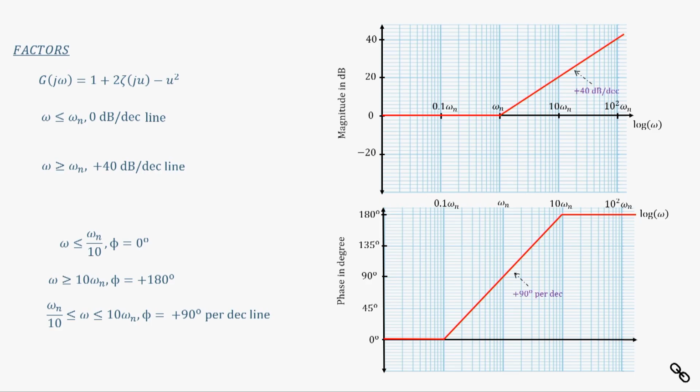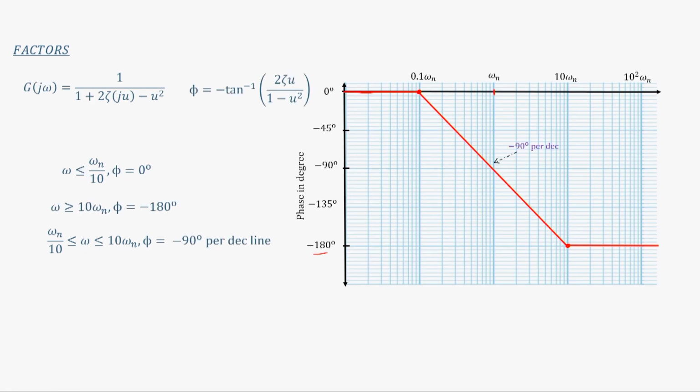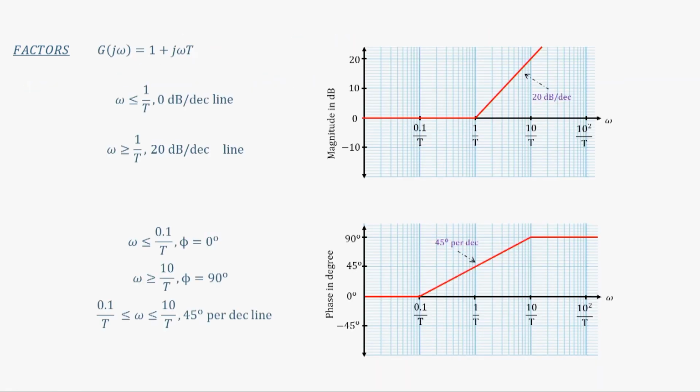In all these plots you might have seen that there is always one point where there is a change in slope of the magnitude plot. That point is called the corner frequency. If you go back you will see that the corner frequency in the zero case was 1 by T, and 1 by T is nothing but z. So the corner frequency is nothing but the zero.